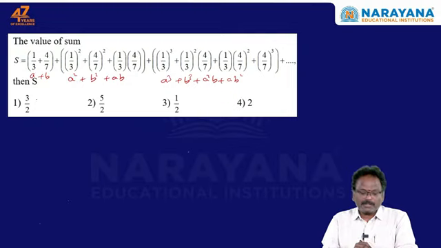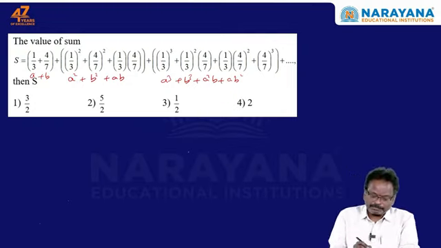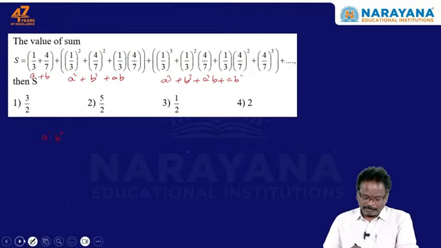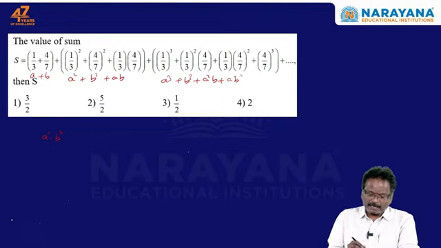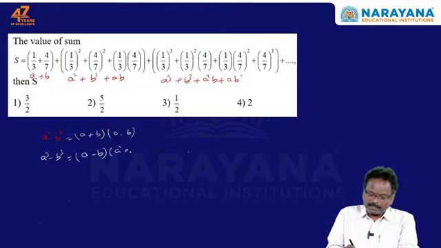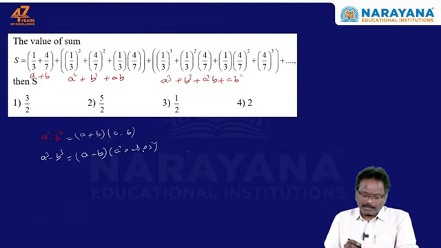To write this one into the known formula form, we know that a square minus b square is a plus b into a minus b. A cube minus b cube is a minus b into a square plus ab plus b square. So you observe this, these two contain a minus b.